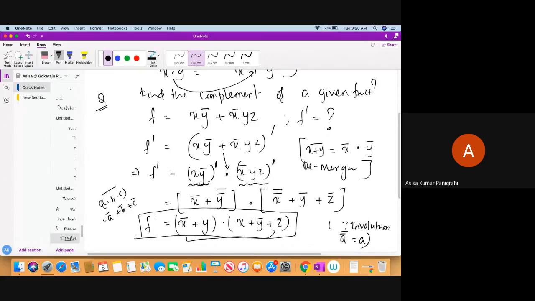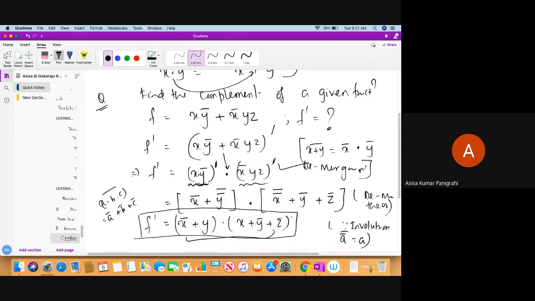You can use De Morgan's theorem multiple times. So I have used De Morgan's theorem here once. Again, I have used De Morgan's theorem over here. Okay, very simple. So you have to use De Morgan's theorem multiple times until all the inverters are removed. Okay, so here there is no further total inverter.